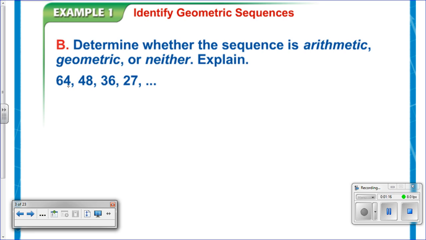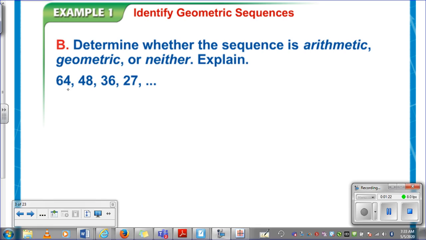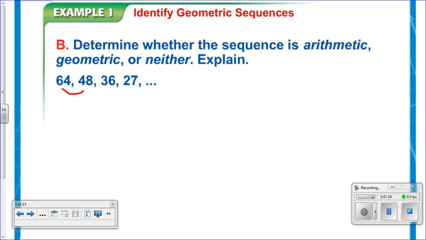Okay, so to get from one to the other, let's see if we can add or subtract. Okay, so to get from here to here, if I minus 16, I get 48. However, if I minus 16, I do not get 36, I actually get 32. That means it's not arithmetic. Okay, so let's see if it's geometric. To see if it's geometric, what could I multiply this by to get this one?